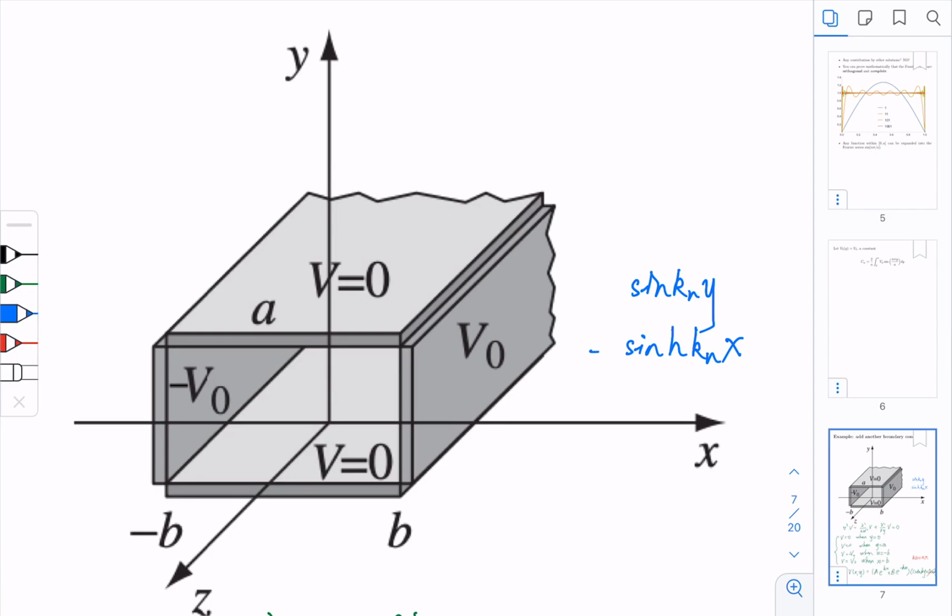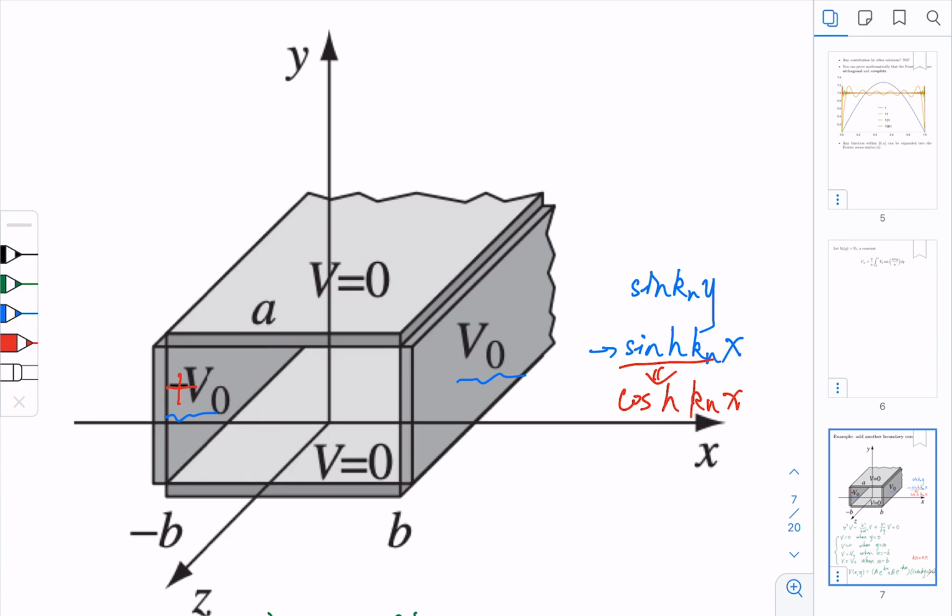Now this is for when the boundary condition here is of two different signs. Imagine that if I flip this boundary condition to a plus sign, then this sinh function has to be modified to be a cosh function. That's because the cosh function is an even function, and only the cosh is allowed.